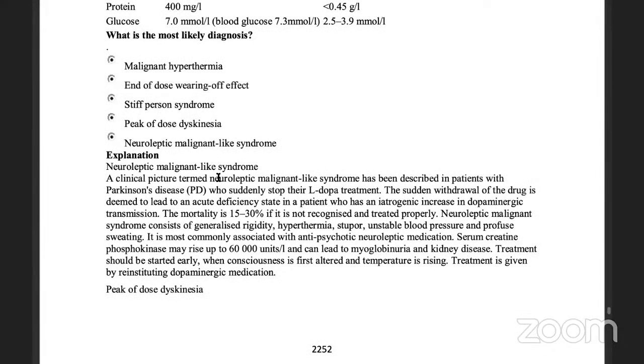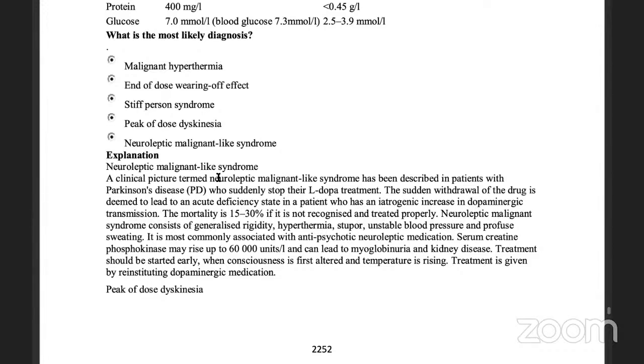A clinical picture like this syndrome has been described in patients with Parkinson's disease who suddenly stopped their levodopa treatment. Sudden withdrawal of the drug is thought to lead to an acute deficiency of dopamine transmission. Mortality is 30% if it is not recognized and treated properly. Neuroleptic malignant syndrome consists of generalized rigidity, hyperthermia, stupor, unstable blood pressure and profuse sweating.